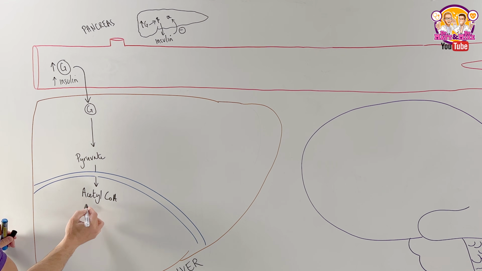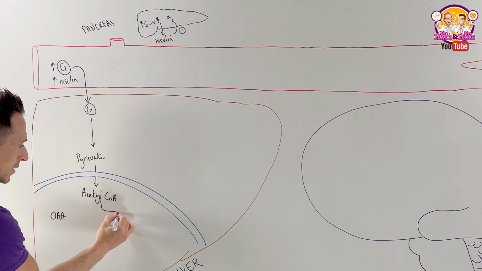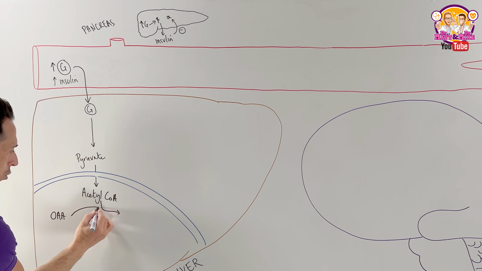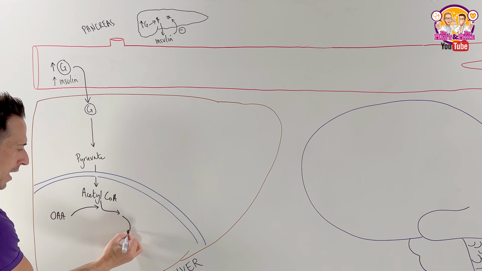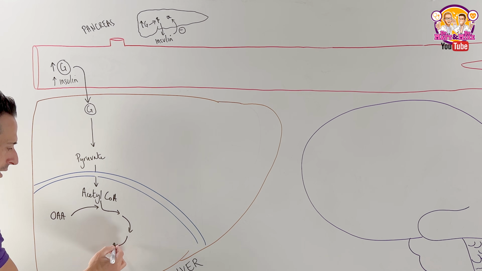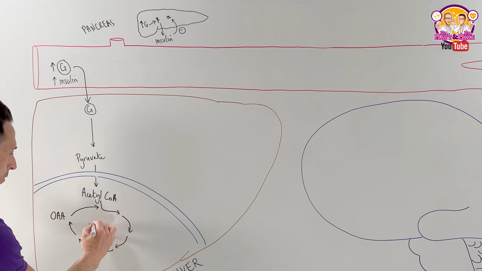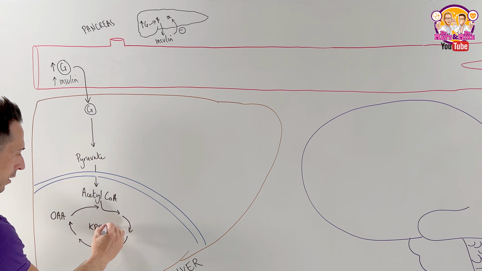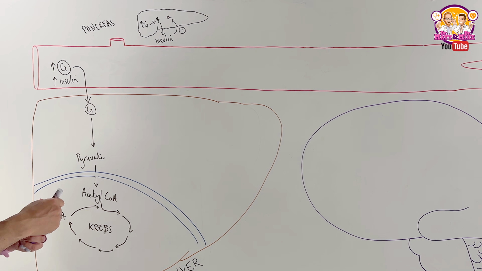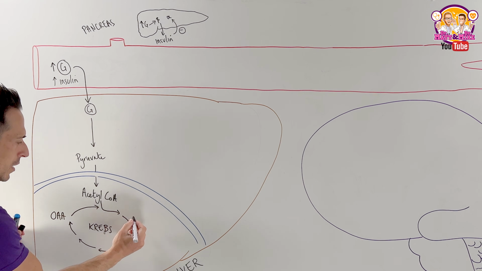Now, it needs to bind to something called oxaloacetate. So acetyl-CoA must bind with something called oxaloacetate, and then it starts to form, so it will form citrate and then a whole bunch of other different derivatives, and that's going to be the Krebs cycle. Now the whole point of the Krebs cycle is to spit out two really important molecules.